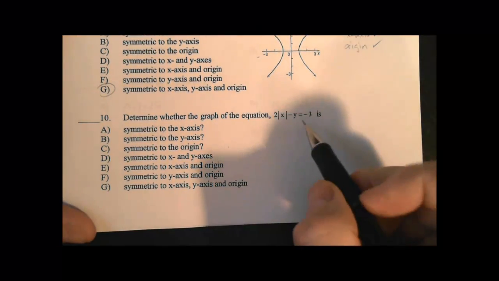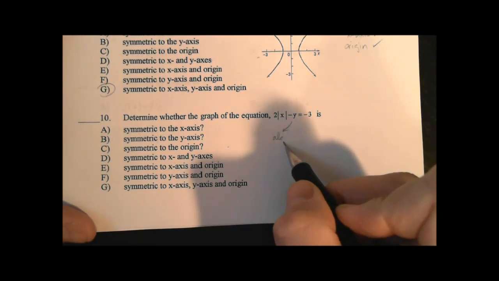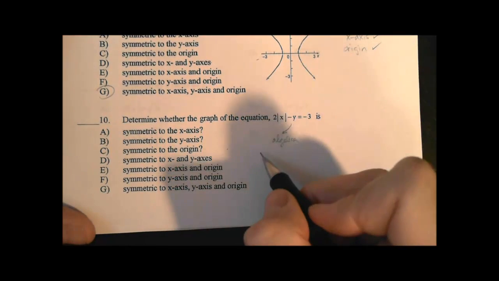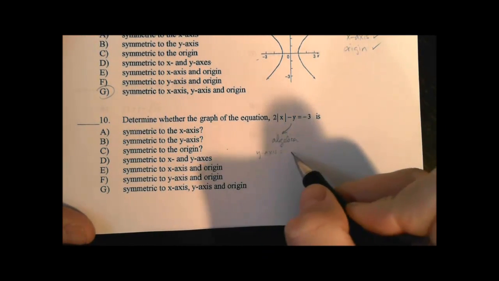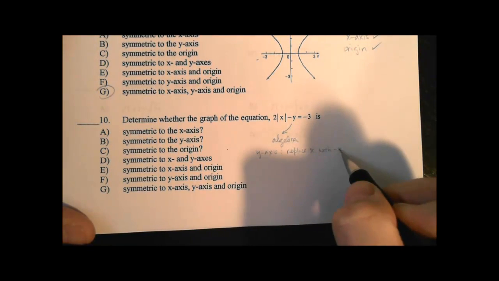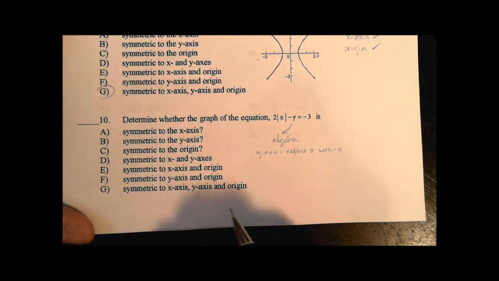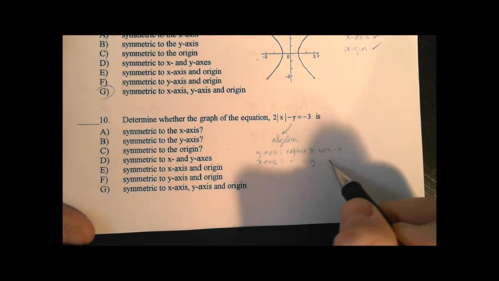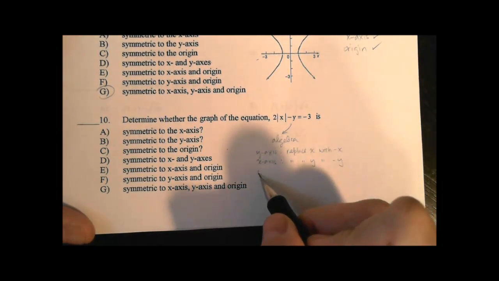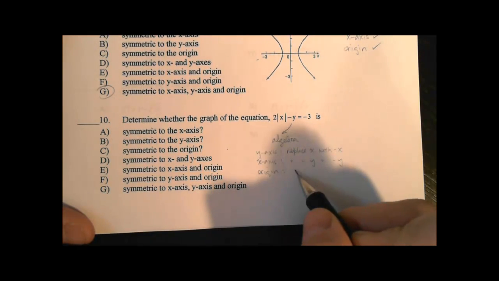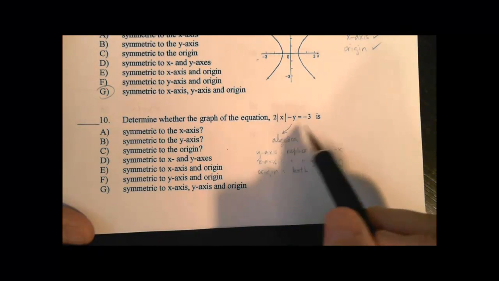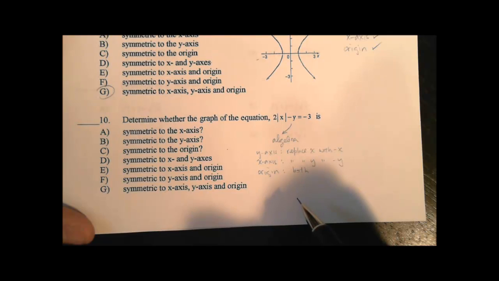Now there are 2 ways to do number 10. You can do it with algebra. That is, you can check. For y-axis symmetry, we would replace x with minus x, and if the equation is unchanged, then we have symmetry. For x-axis symmetry, we would replace y with minus y. For origin symmetry, we would do both. And we can check to see if this equation, and thus its solution set, is unchanged under those replacements, then it would have the symmetry.